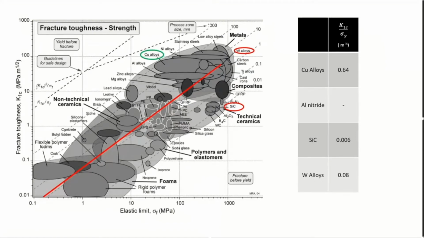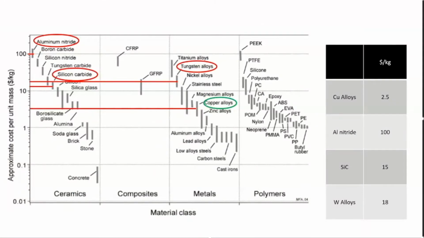Same thing with the fracture toughness to the strength. We can see that copper alloys come on top by a significant margin, and the tungsten and the silicon carbide are really way below the copper alloys. And lastly, the last material index, we have all of the materials and their cost per kilogram. You can see that again, copper alloys comes on top.